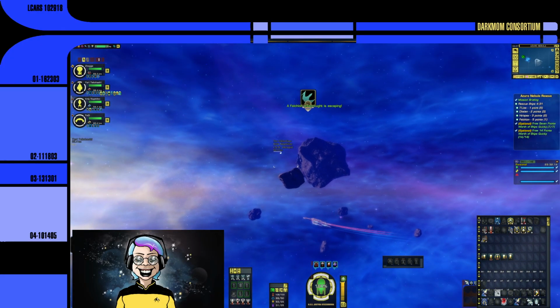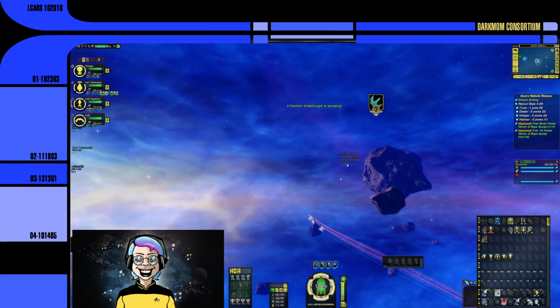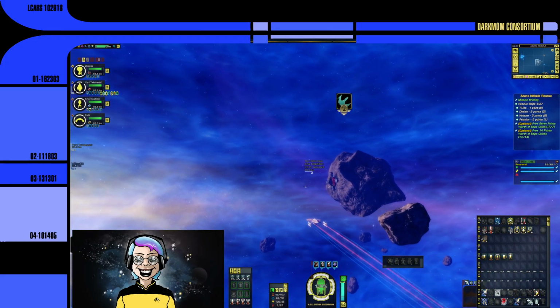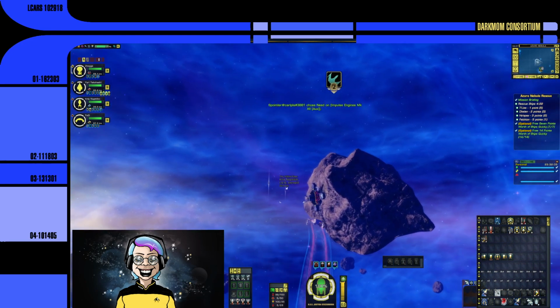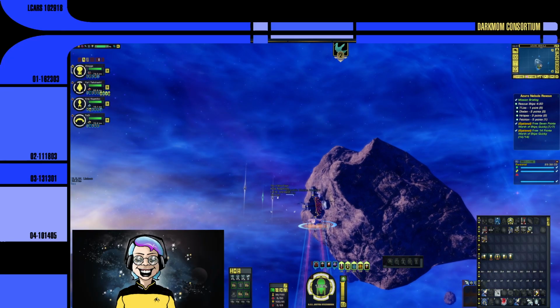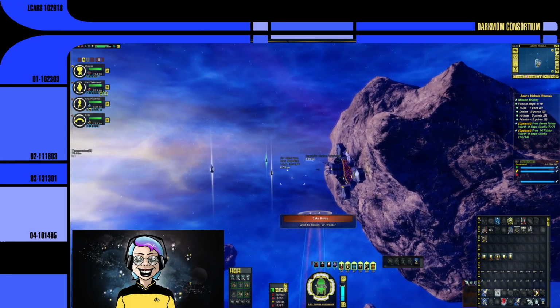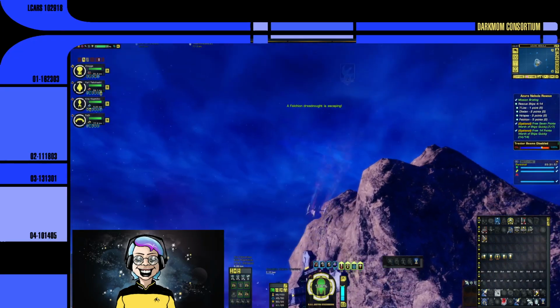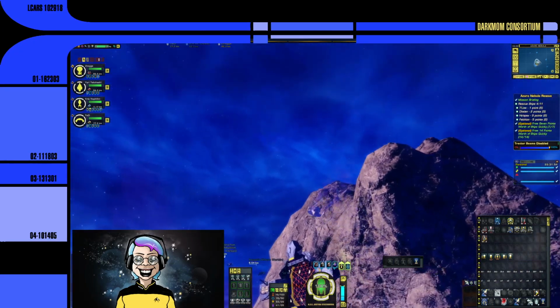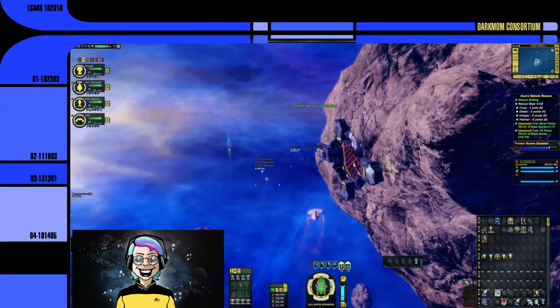A Falchion dreadnought is escaping. Coming to help you, Chris, like you need help with this. Probably it's all done, right? Yep, all done. I have nothing to kill. A Falchion dreadnought is escaping. Still had a 5 over your head. Still does. Nope, there it goes. A Talon warbird is escaping.